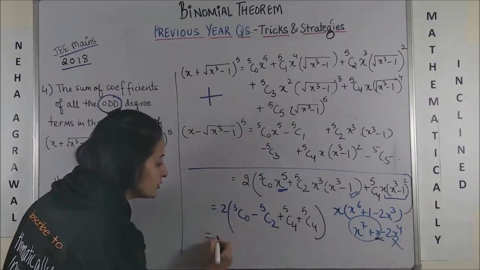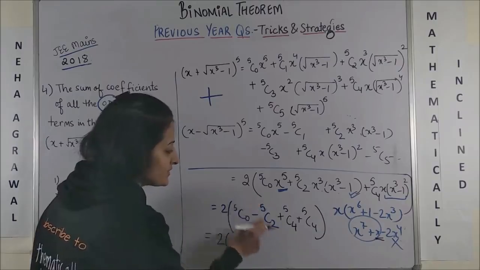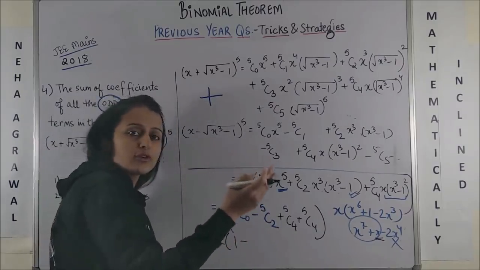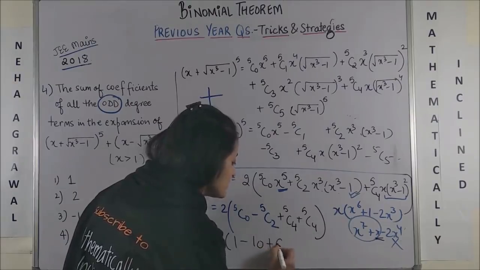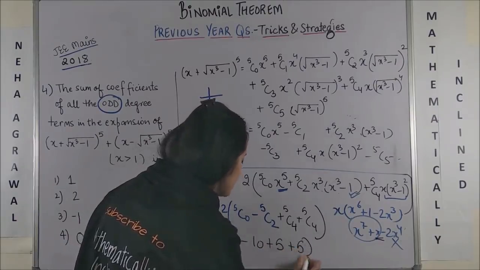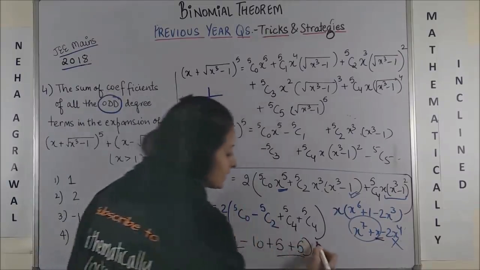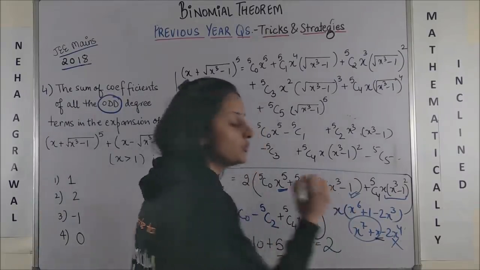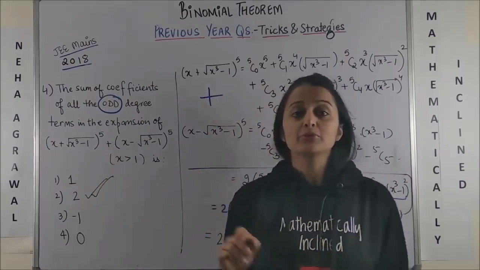So now you know 5C0 would always give you a 1. So 5C2 would give us 5 into 4 upon 2, that gives us a 10. 5C4 is 5, 5C4 is 5. So this gives us 11 minus 10, that's a 1, into 2. So 2 is the desired answer, which is option number 2.